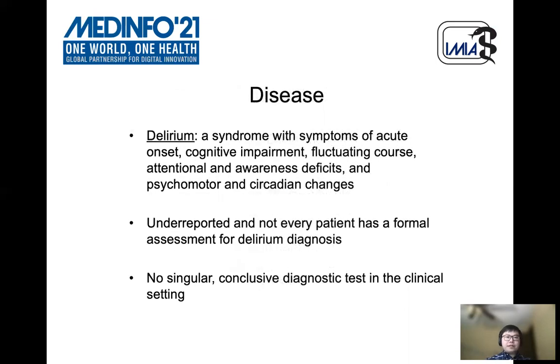Our study focused on delirium, defined as a syndrome with symptoms of acute onset cognitive impairment, fluctuating course, inattention, and psychomotor and circadian changes. We chose delirium for two reasons. One is it is under-documented and under-reported, because not every patient had a formal assessment for delirium diagnosis. Second reason is the heterogeneous definition of delirium, because there's no conclusive diagnostic test in the clinical setting.